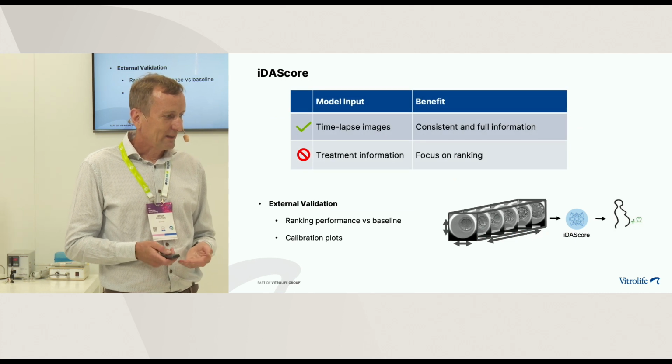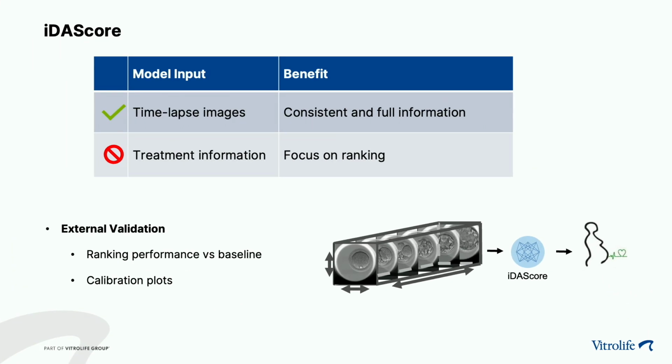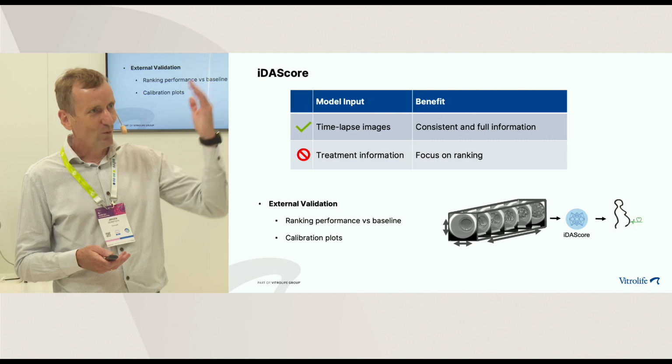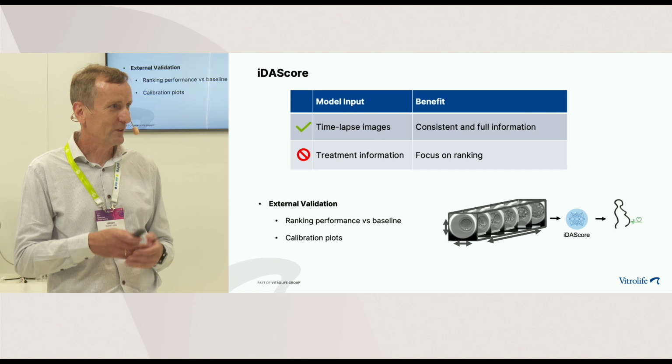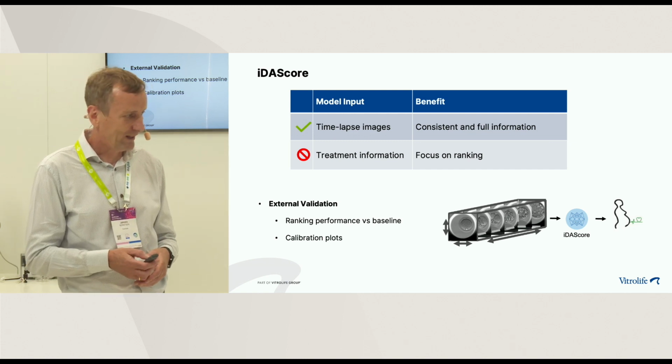So that is exactly why, when I now turn to IDAScore, we are using time-lapse. We get the full information, we are not missing any temporal development, and we are also not using treatment information, because the focus of IDAScore is to predict or rank the embryos within a treatment. Afterwards, it's okay to evaluate how IDAScore performs within different subpopulations with regards to age, just as is shown from the K2 data.